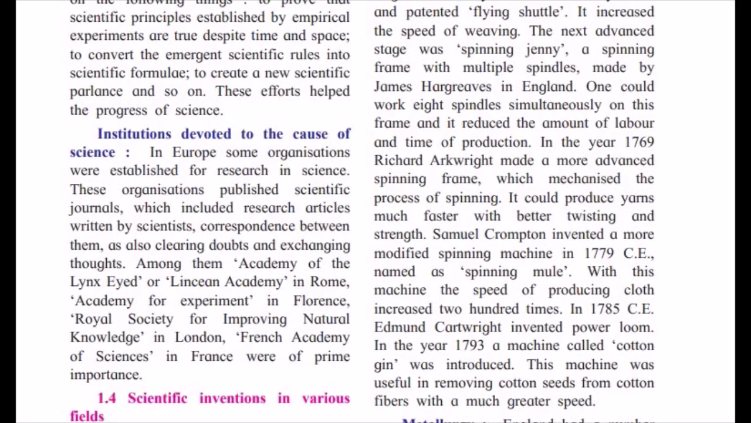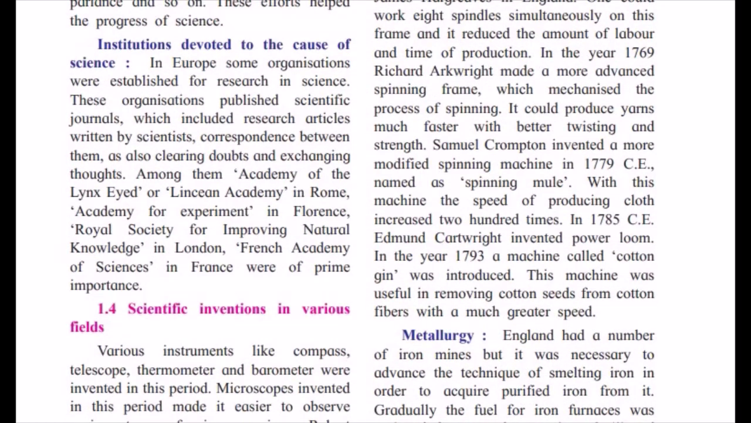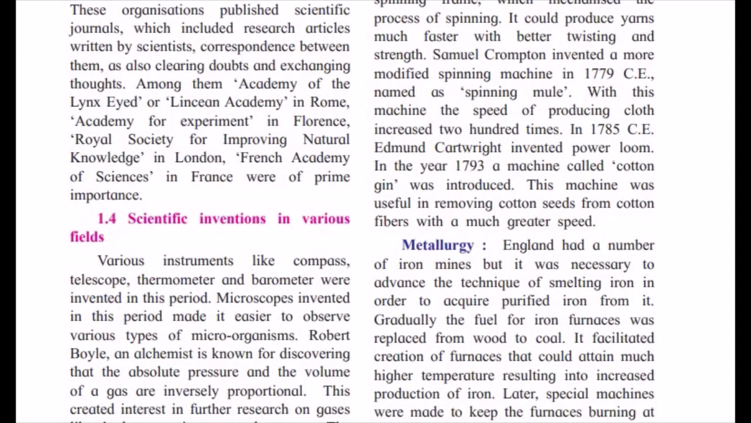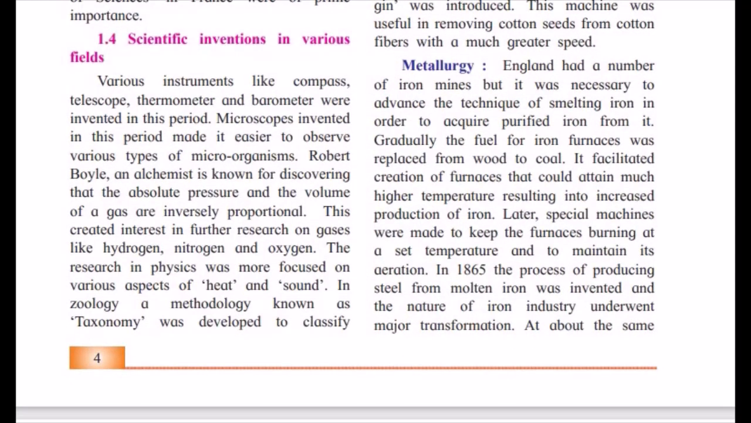In 1769, Richard Arkwright made a more advanced spinning frame. It could produce yarns much faster, with better twisting and strength. Samuel Crompton invented the modified spinning jenny in 1779. In 1785, Edmund Cartwright invented power looms. In 1793, the machine called the cotton gin was introduced. This machine was useful in removing cotton seeds from cotton fibers with much greater speed.